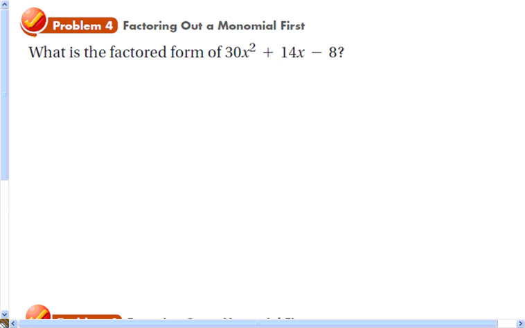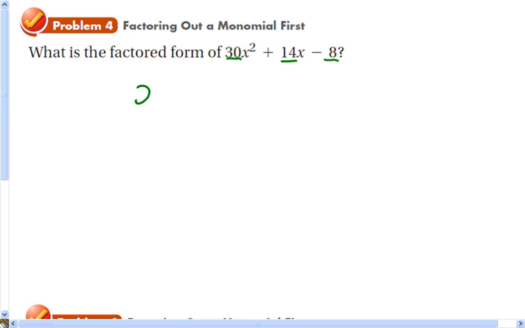All right, sometimes you can factor out a monomial first to make your job of factoring a little bit easier. If we wanted to in this problem, we could go ahead and multiply 30 times negative 8, which is negative 240, and then look for two factors of negative 240 that add to 14. But negative 240 has a lot of factors, so it might take a while. But one thing I noticed about this is that all these numbers are even, which means we can factor out a 2 out of all of those first. So I'm going to do that.